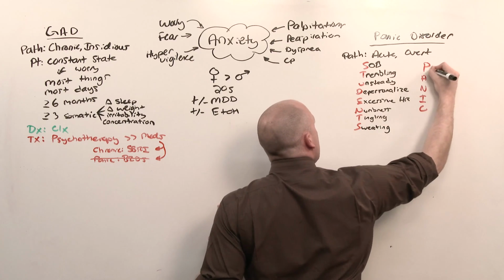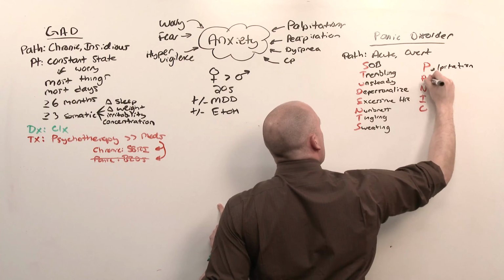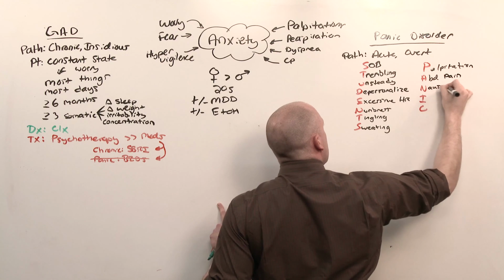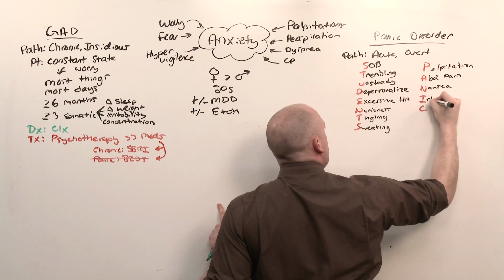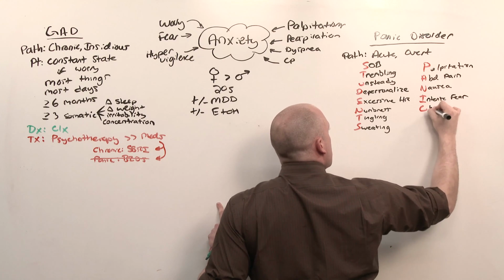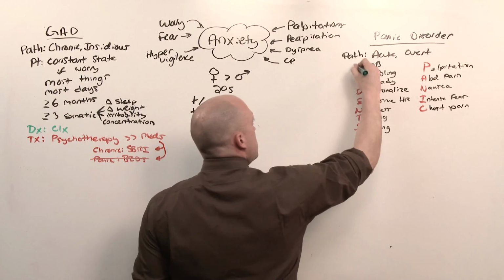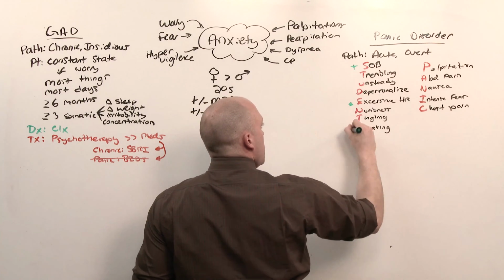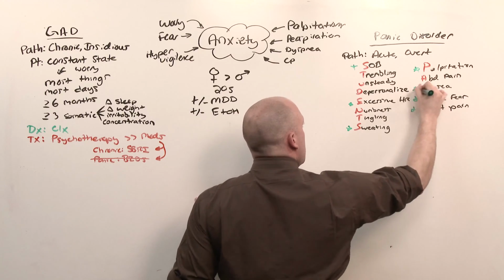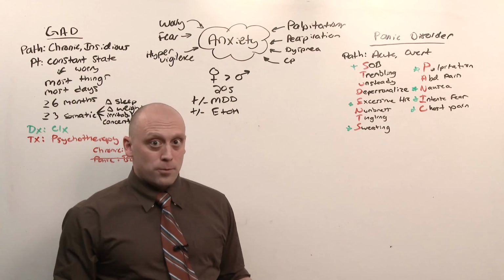Panic is P for palpitation. A is abdominal pain. N is nausea. I is intense fear of death, a sense of impending doom, and C is chest pain. Now you might look at some of these and see dyspnea, tachycardia, diaphoresis, palpitations, nausea, sense of impending doom, chest pain. And these are all the things that people use to describe medical disease that could kill people.